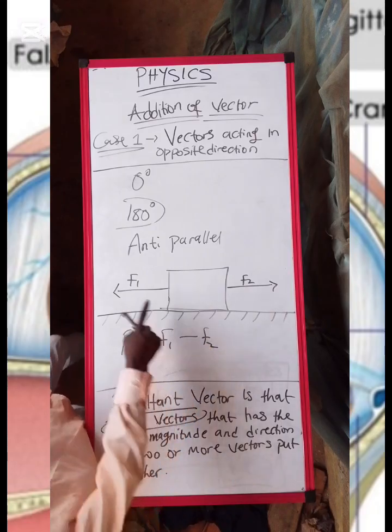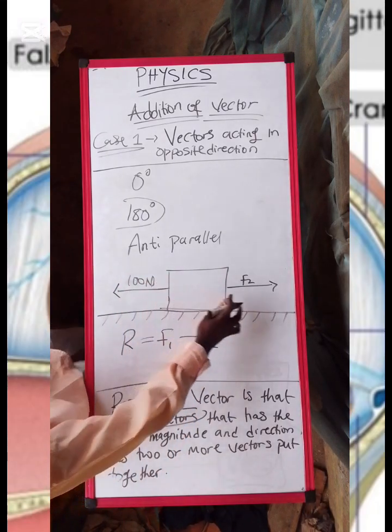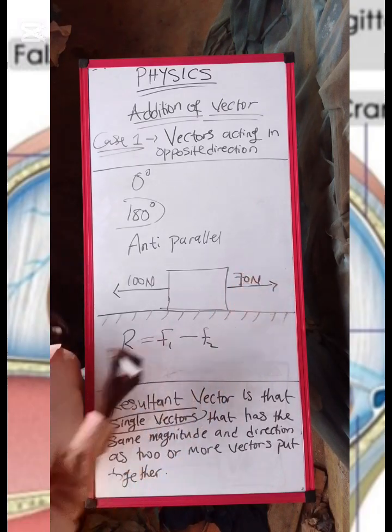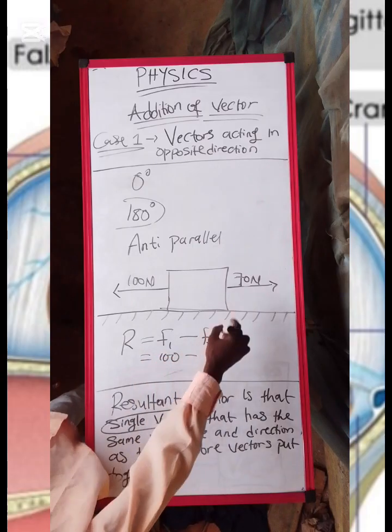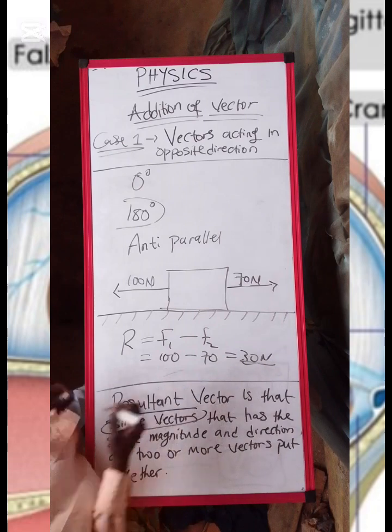Let's take for instance that this force is 100 Newton and this one is 70 Newton. At this point, your F1 will be 100, so it equals 100 minus 70. This will give you 30 Newton as the final answer. That will become the resultant.